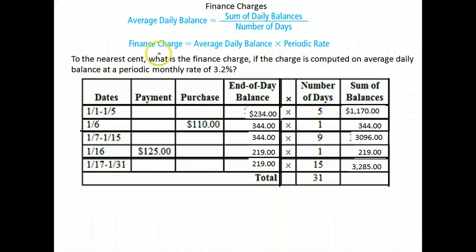All right, in this question we're asked, to the nearest cent, what is the finance charge if the charge is computed on average daily balance and we have a periodic monthly rate of 3.2%? We have our formulas up here. If it's calculated using average daily balance, the first thing we have to do, step 1, is to find the average daily balance. Now again, they gave us the information in a statement form.